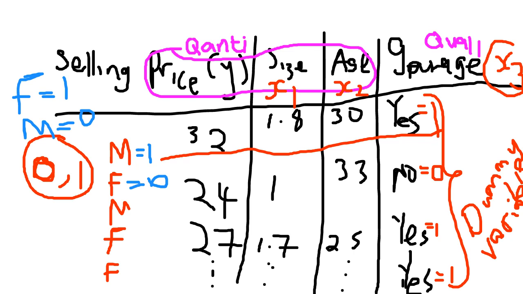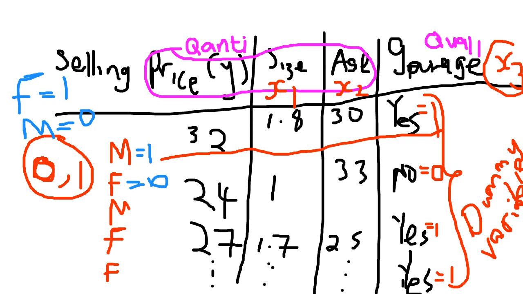But when coming back to the garage part, we said 1 will represent the presence of something. Usually, we say 1 represents the presence of something, and 0 represents what? The absence of something. But when coming to gender, we're not talking about the presence or absence of something, isn't it? So it doesn't matter which one takes the value 0 and which one takes the value 1.